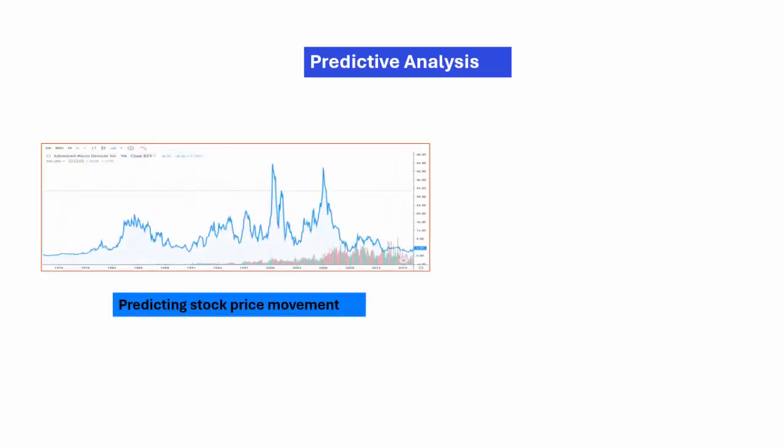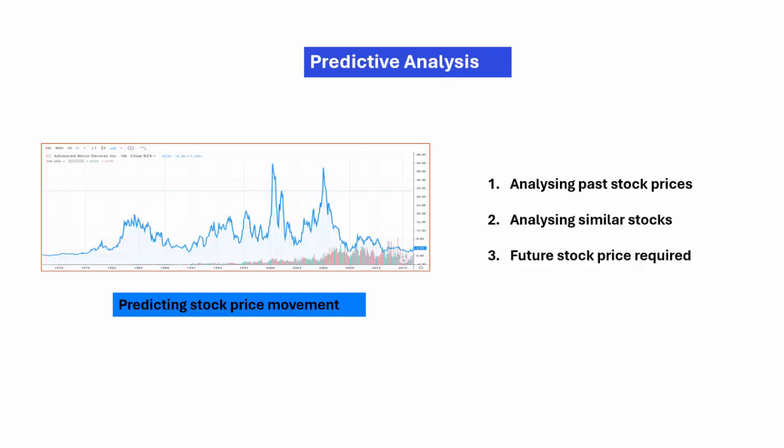And predictive analysis. You will see here predicting stock price movement: analyzing past stock prices, analyzing similar stocks, and finally future stock price required. So this we can predict. That is the predictive analysis. Fourth one is the prescriptive analysis.